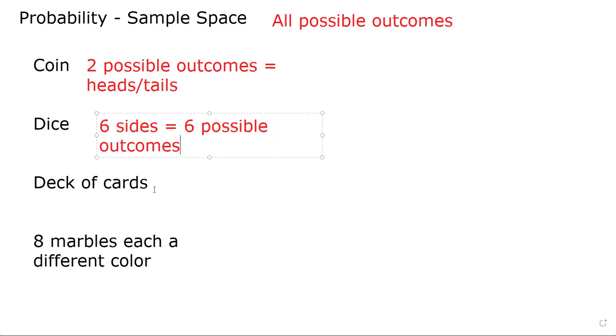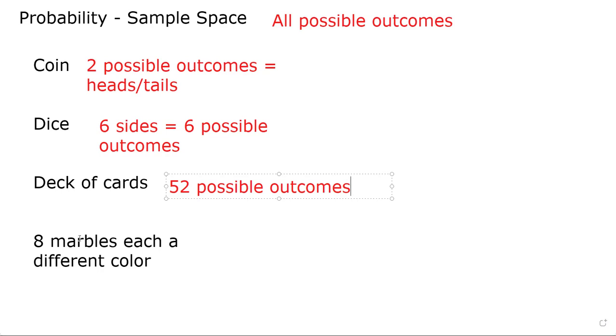What about a deck of cards? How many cards are in a deck of cards? This is why the blackjack table at the casino can be kind of a challenge if you don't know what you're doing, because there's 52 different chances. 52 chances of you getting a card and you don't know what you're going to get. So there are 52 possible outcomes in a full deck of cards.